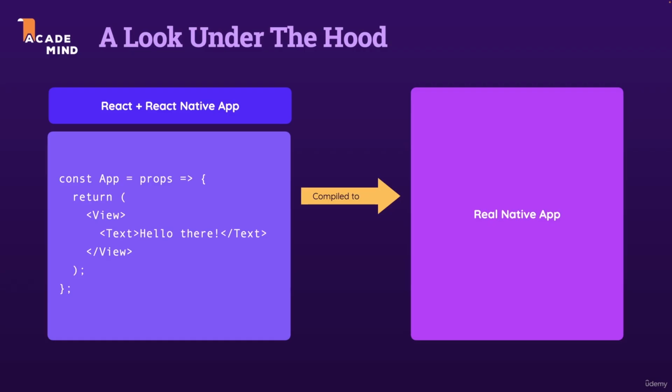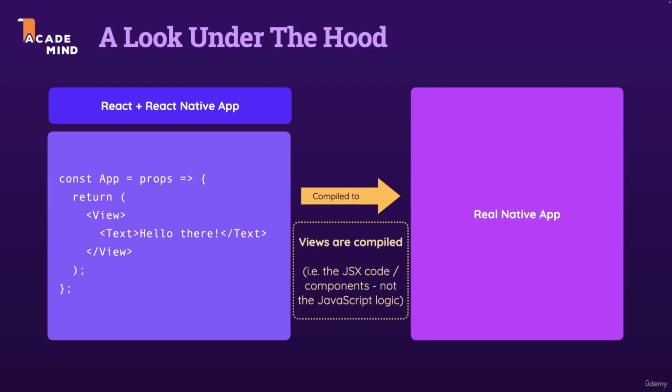Now, if you take a closer look at the code snippet on the left here, you will see two components, two JSX elements in there, which you don't know from web development: the view and the text element. These are some of these special components that are exposed by React Native, which will be compiled by React Native. It is worth noting though that it's really just the views, just this JSX code that is compiled, not the JavaScript logic itself. I will come back to that in a second.